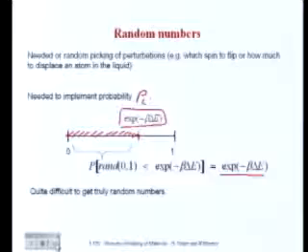So you pick the random number. If it's below that exponential, you execute. If it's above that exponential, you don't execute. So you execute now with the correct probability. So random numbers give you a way of implementing probabilities. There's a few caveats.